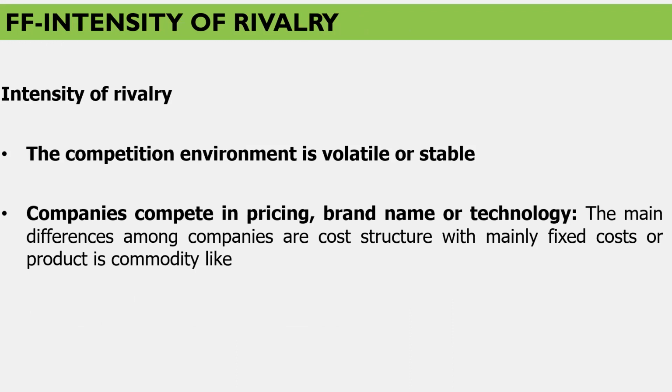Intensity of rivalry. The competition environment is volatile or stable depending on different industries. Companies compete in pricing or brand name or technology. Also, we note the main differences among companies are cost structure, with mainly fixed costs or product is commodity-like. For example, sugar companies, they produce sugar that commodity-like. And other industry like steel industry, they have high fixed costs, so competition in the industry is less.